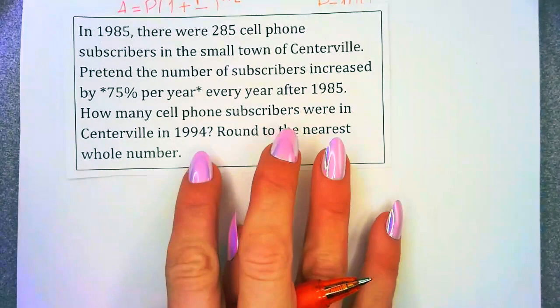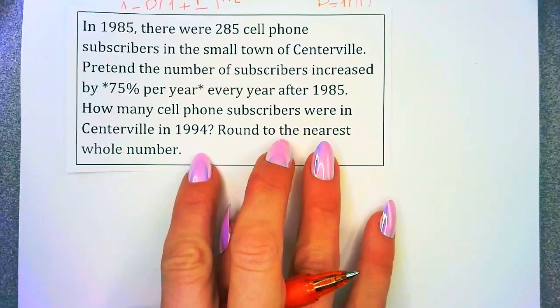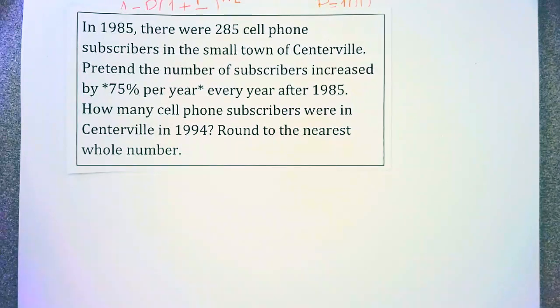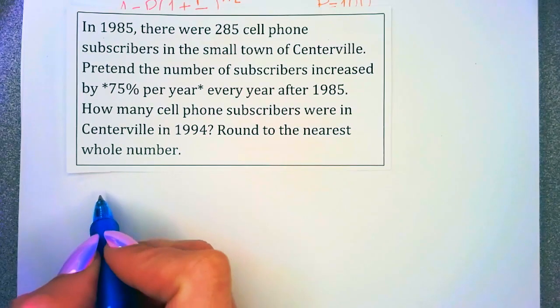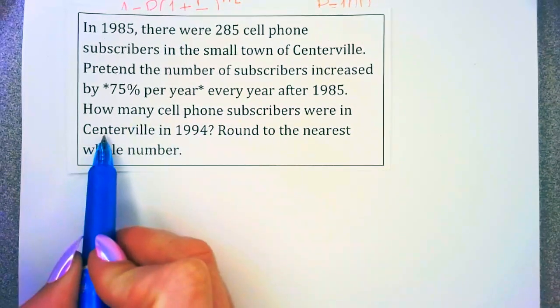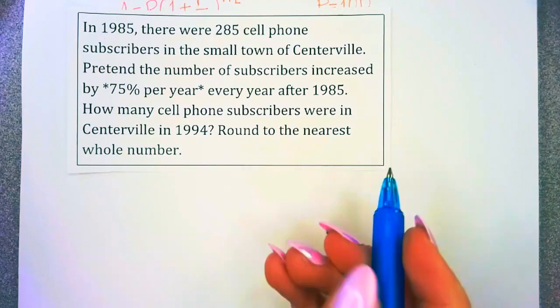In 1985, there were 285 cell phone subscribers in the small town of Centerville. Pretend the number of subscribers increased by 75% per year every year after 1985. How many cell phone subscribers were in Centerville in 1994? Round to the nearest whole number.